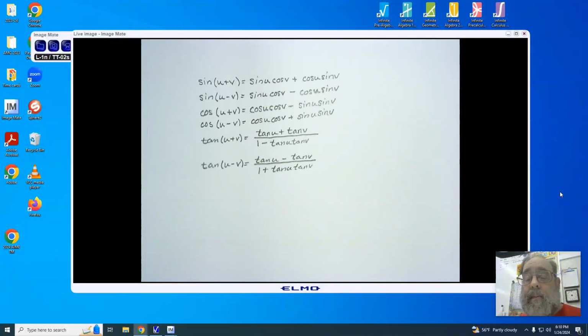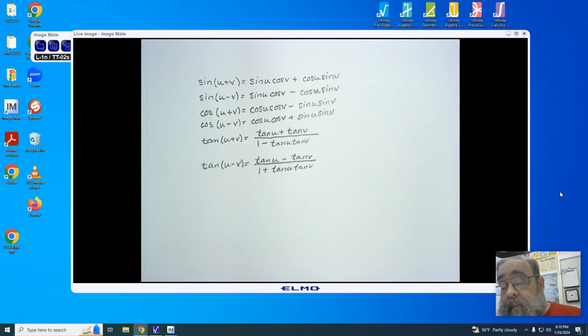Notice here they are. The sine of u plus v is the sine of u cosine of v plus the cosine of u sine of v. The sine of u minus v is the sine of u cosine of v minus the cosine of u sine of v. Cosine of u plus v is the cosine of u cosine of v minus the sine of u sine of v. Cosine of u minus v is the cosine of u cosine of v plus sine of u sine of v.